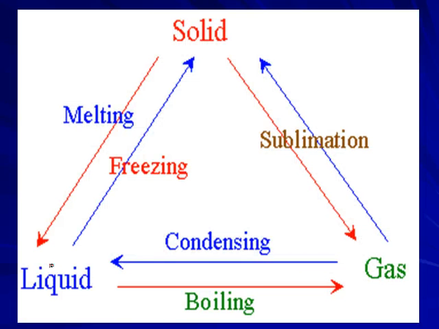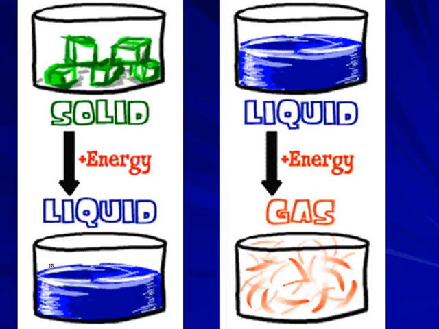So here's just a little diagram showing how you can go from one state to the next. And it shows the phase changes. This is an interesting picture because it actually shows you what's happening. If you want to go from a solid to a liquid, what do you have to do? You have to add energy.